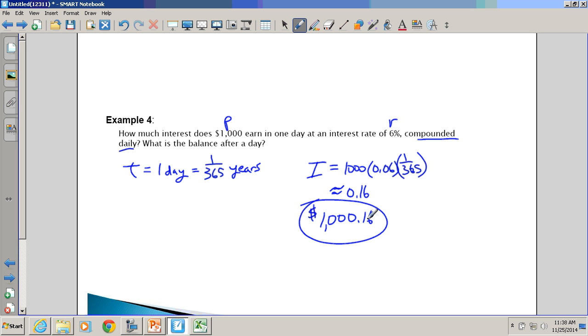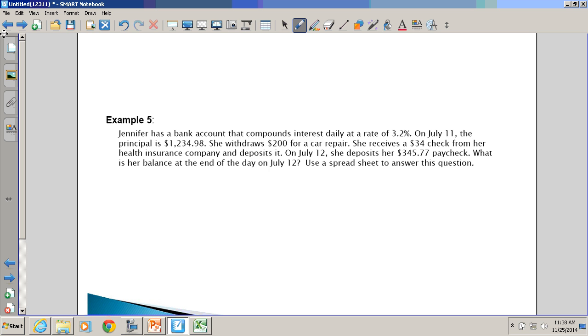If this said 2 days, we'd repeat this process one more time. If it said 3, we'd do it 3 times. 4 would be 4 times. 50 days, we'd do it 50 times. If it said a year, we'd do this 365 times. And who wants to do this 365 times, right? So that's why we're going to use a spreadsheet to shorten this, or maybe a new formula. And speaking of spreadsheets, example 5 is going to incorporate a spreadsheet.